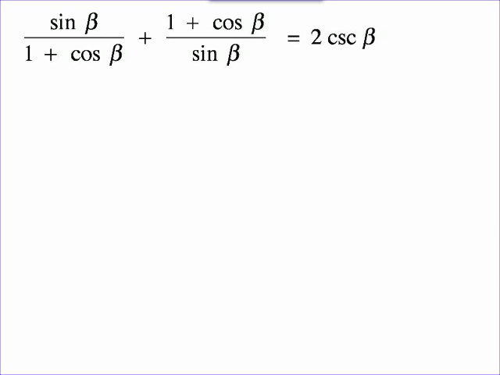So I'm going to start by the left side. And if you notice there, I've got fractions. So what do you think you should do? Can you find a common denominator? No, you can't cancel because it's not multiplication. Okay, but it's not multiplication. So I'm going to multiply this one by sine. And I'm going to multiply the second one by 1 plus cosine.